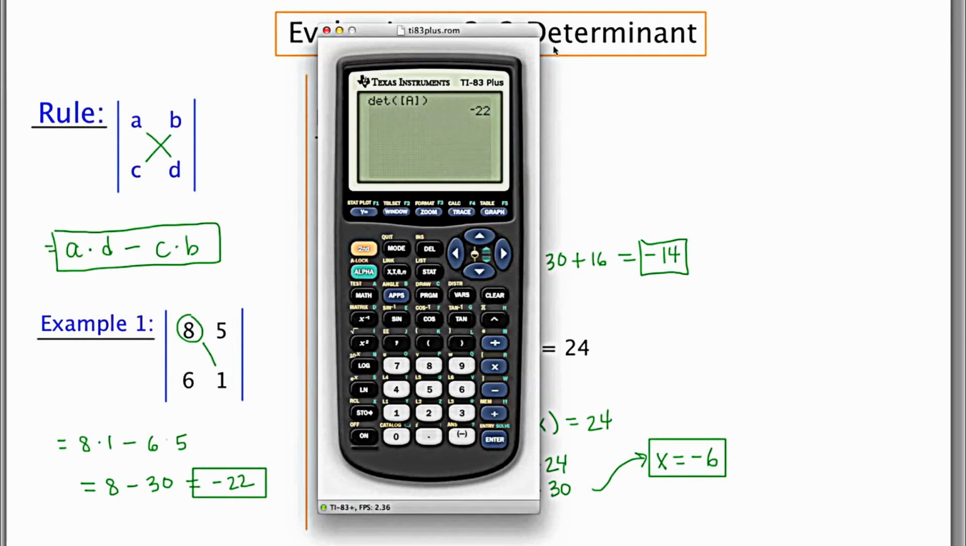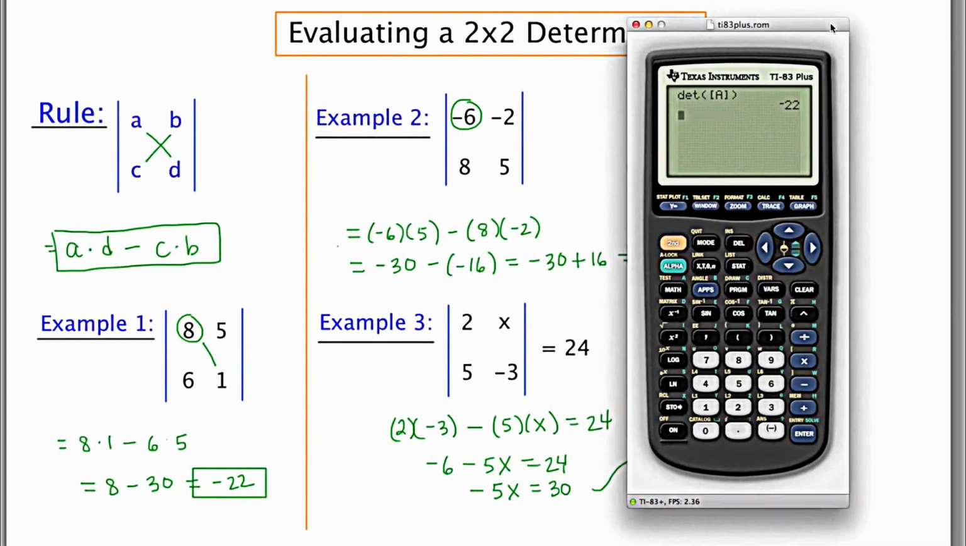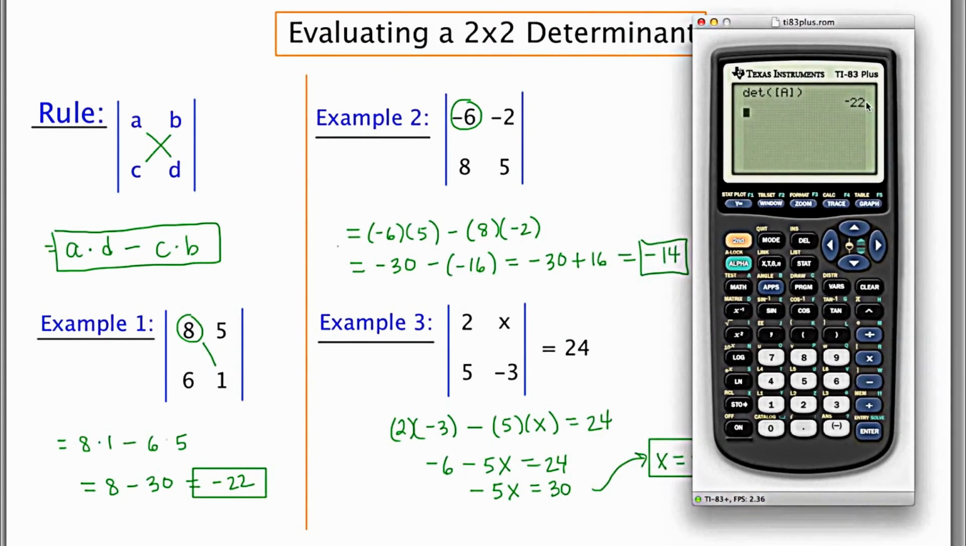Okay, let's try this again with example number 2. So I'm going to clear this out, and I'm going to go to the matrix menu again, and I'm going to edit matrix A again, and it's a 2 by 2, so that's all good, but I'm going to change the values. Negative 6, enter, negative 2, enter, 8, enter, 5, enter.